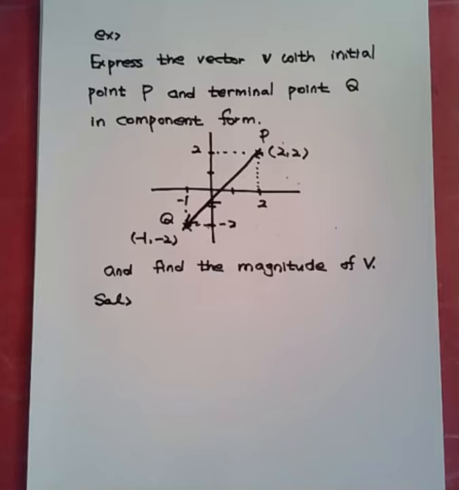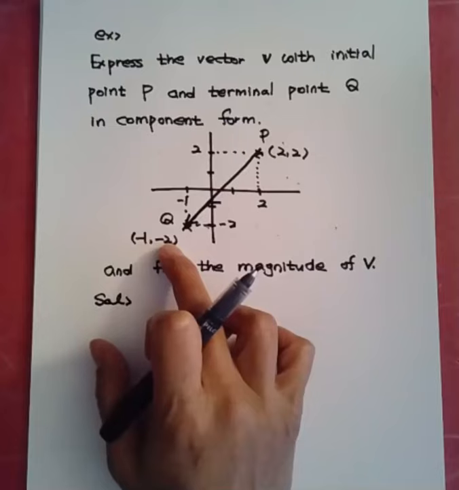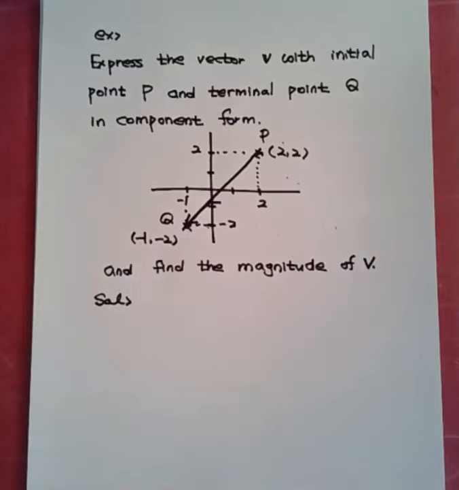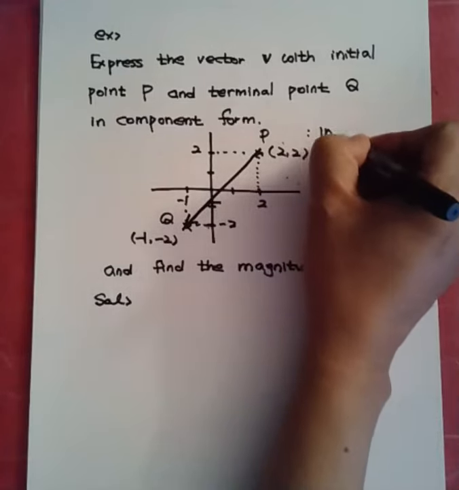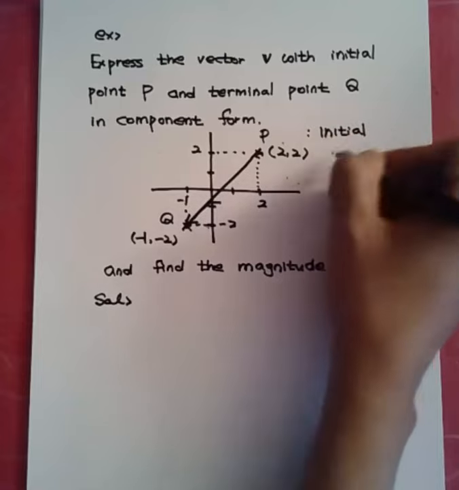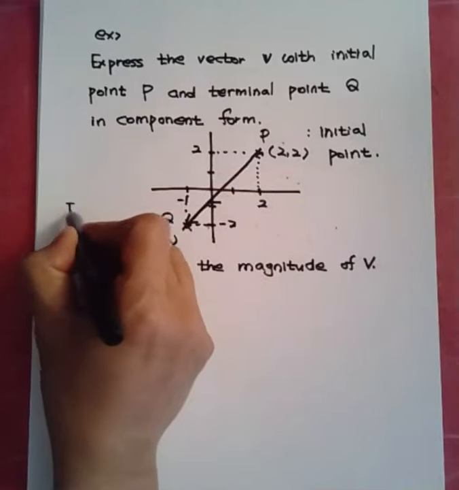In this problem, the vector is located on the plane and the initial point and terminal point are given. We have to figure out what the component form of this vector is, and then calculate the magnitude of the vector v. In this picture, P is the initial point, and Q is the terminal point.